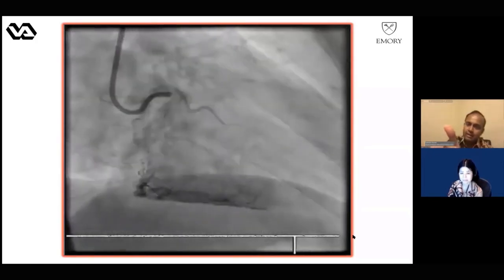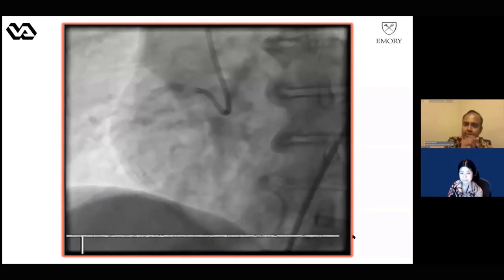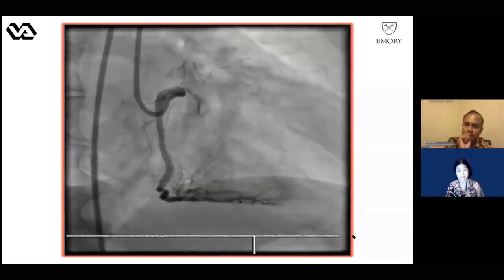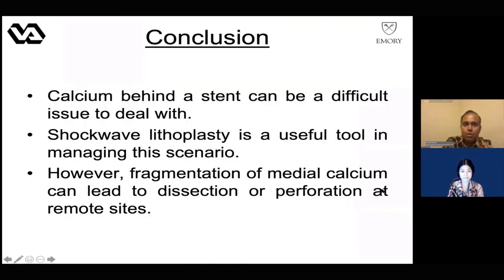And the other thing is, if you notice, the dye staining in the sinus of Valsalva has also disappeared. There is no more dye stain in the sinus of Valsalva. So calcium behind a stent can be a very difficult issue for us to deal with. With IVL, this is a useful tool in managing this scenario.